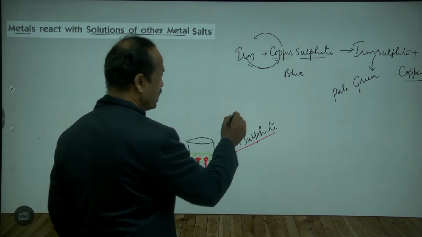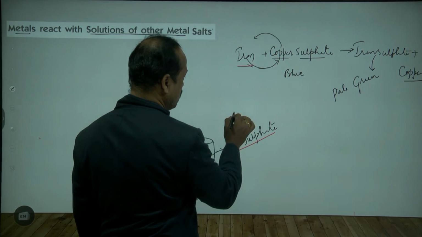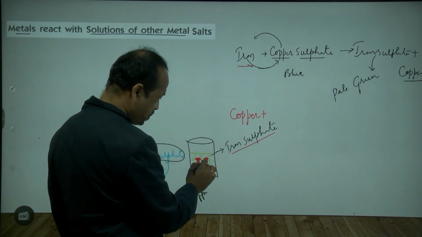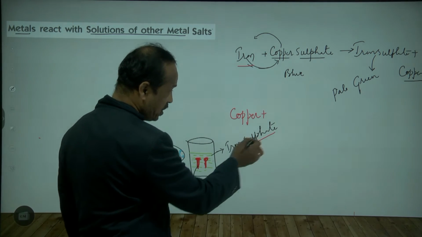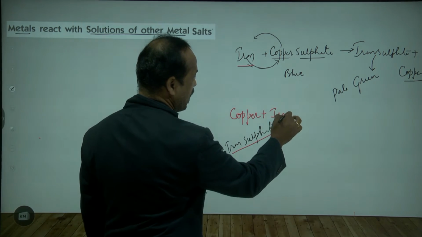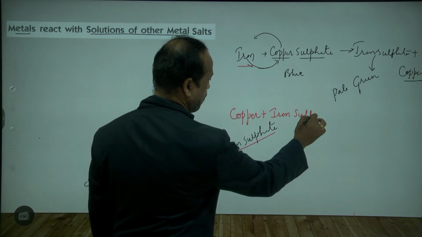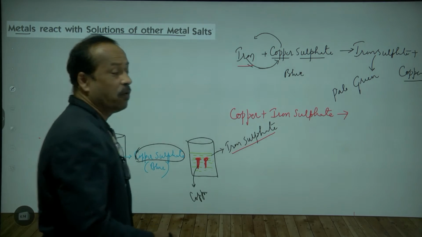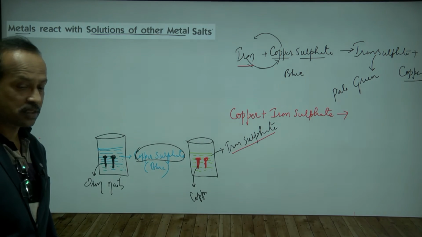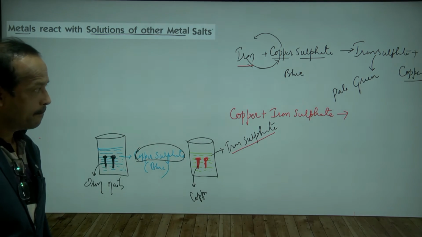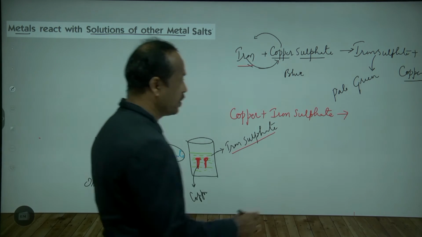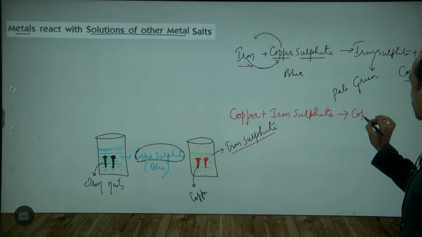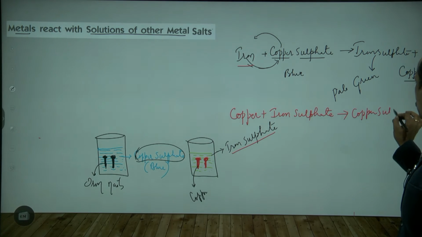So now how can I write? I am dipping the copper rod in the green color solution. Green color solution is what? Iron sulfate. Now I wait for 1 hour or 2 hours. What will you observe after 1 or 2 hours? What are the products formed here? Copper sulfate. So copper sulfate is formed, and what else is formed here?